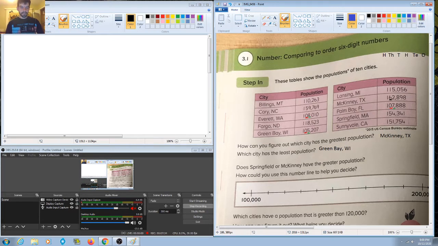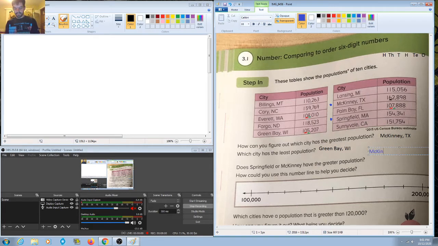So let's look at the 2 cities that were in question here. We have Springfield and we have McKinney. I know it doesn't seem like a big thing, but it's kind of neat that they're in the same column. But again, we can bring out these numbers to a separate area to allow us to compare them more directly.